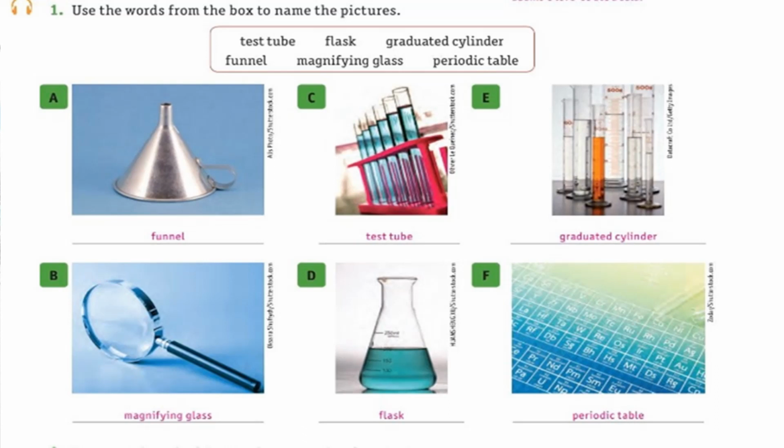And D, it's a flask. Okay, it's not a glass, but it's a flask. It's a very specific glass for laboratories. Next one, we're gonna have here graduated cylinder. So graduated cylinder. And the last one, which is going to be the periodic table. Easy exercise, this one, so no problems to do this kind of exercise, which is very easy for everybody.